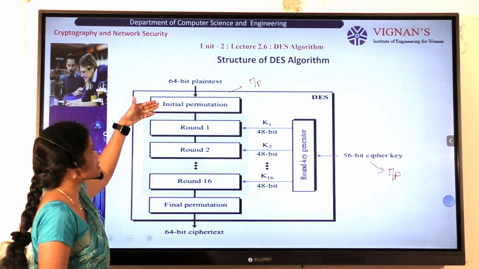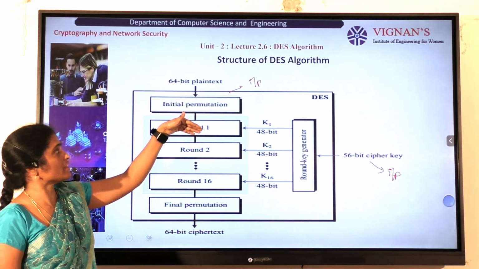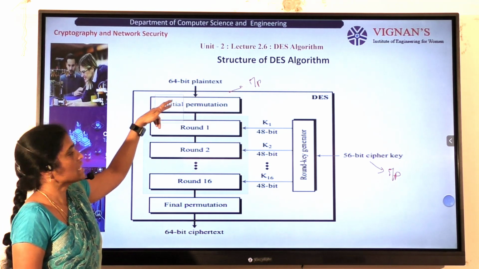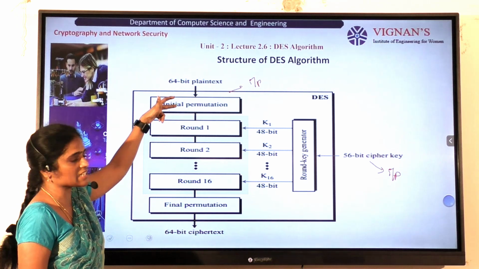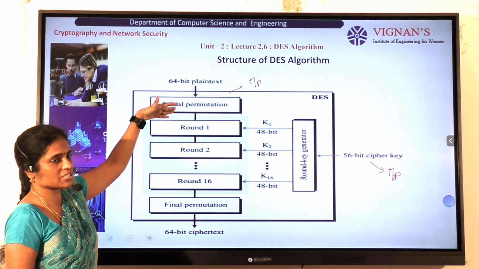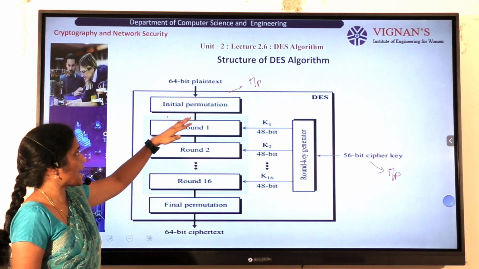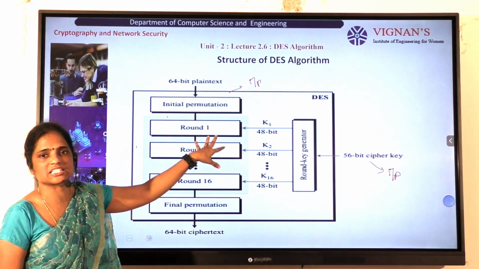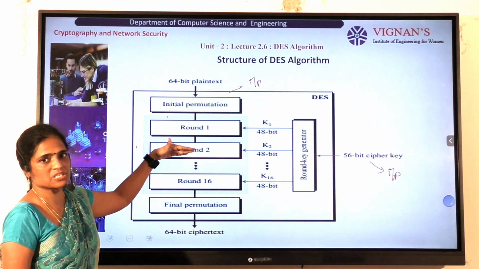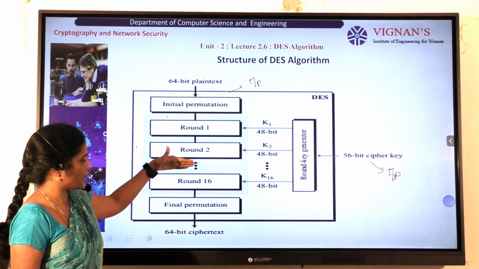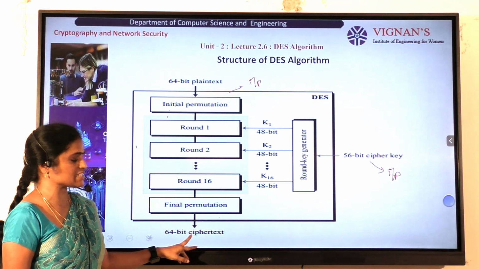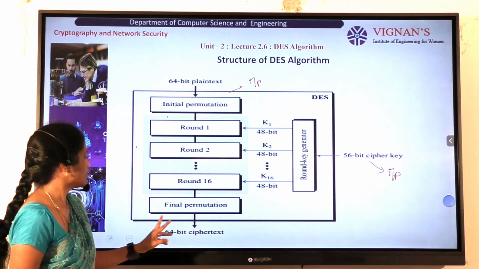Whatever input we give to the DES algorithm first goes through the initial permutation. The output from the initial permutation is sent to the other blocks. In the DES algorithm we have 16 rounds for encrypting and decrypting the data. After that, the final output is sent to the final permutation, which gives a 64-bit cipher text.